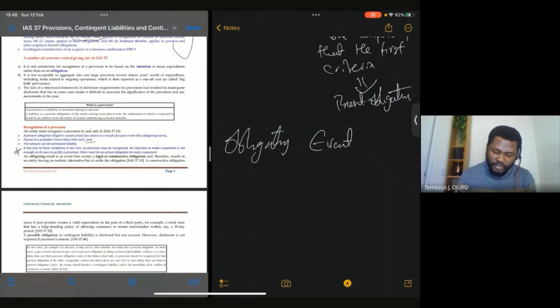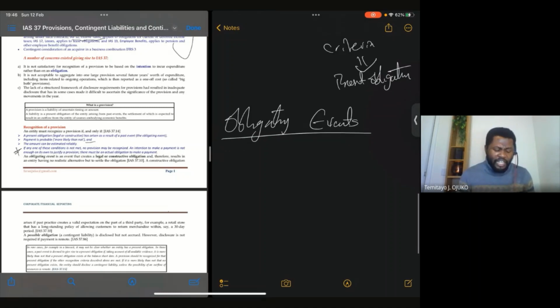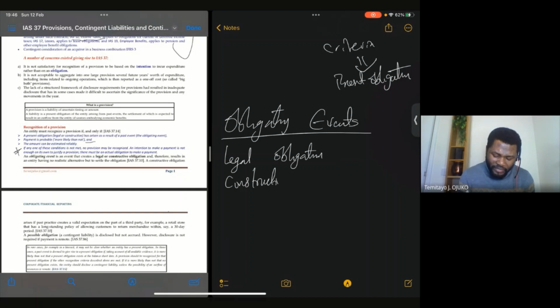Obligating events. Now, what is this obligating event? An obligating event is an event that creates a legal, please take note, a legal obligation or a constructive obligation. These are the two things that arise from an obligating event: a legal obligation or a constructive obligation.